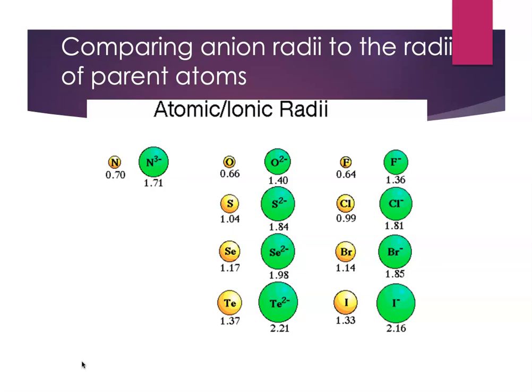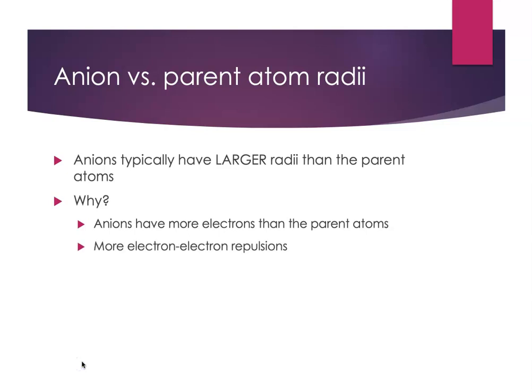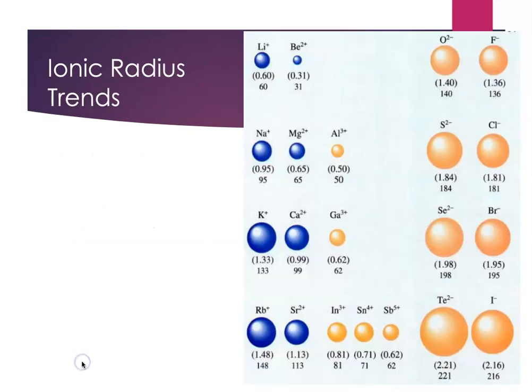So let's go on and talk about this. All right, anions typically have larger radii than the parent atoms they're made from. Why? Well, they've got more electrons than the parent atoms. All right, so that means I'm going to have more electron-electron repulsions, and they're going to spread out a little bit more to try to minimize those repulsions. And I've got no additional energy levels, so that's what we've got.